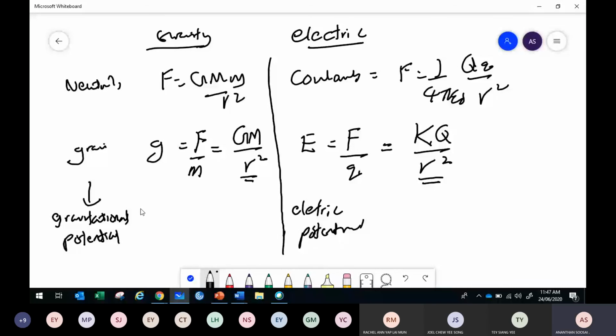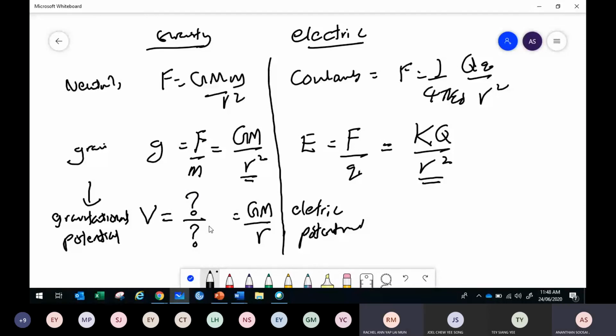The symbol is V. What is the gravitational potential formula? Anyone? Gm over R. Good, correct. Gm over R. But what is gravitational potential defined as?